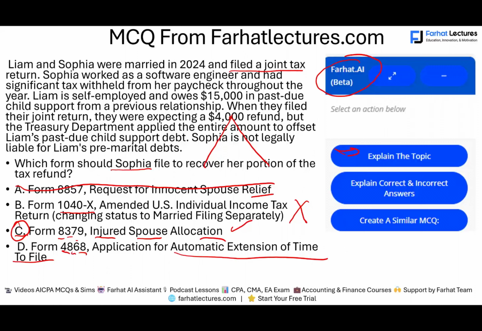If you're using Farhat.ai, you can ask the AI to explain the answer choices better. And if you want another question similar to this one, you could ask Farhat.ai to create a similar MCQ for you to practice this concept.